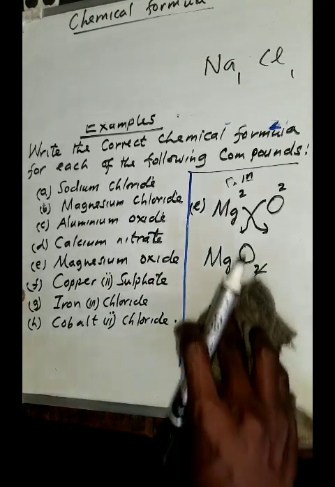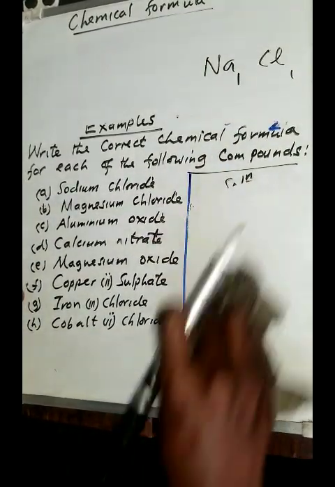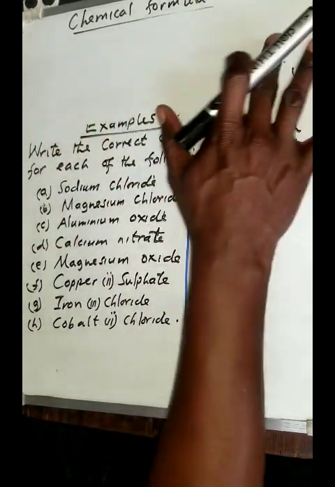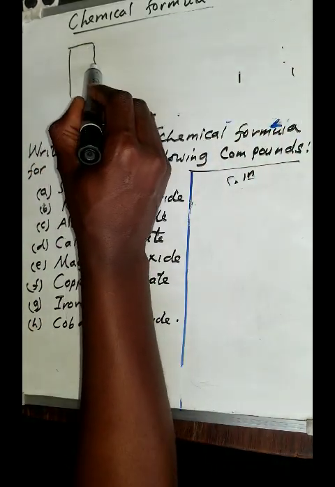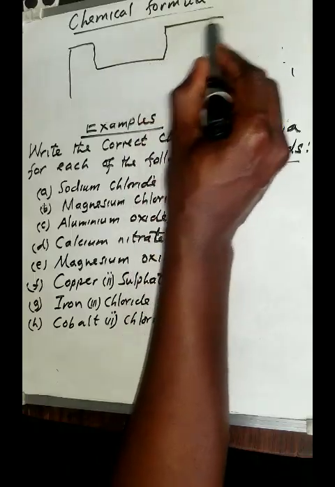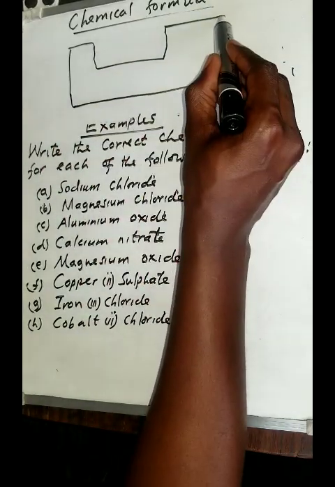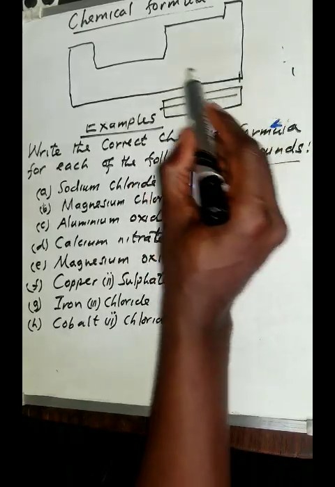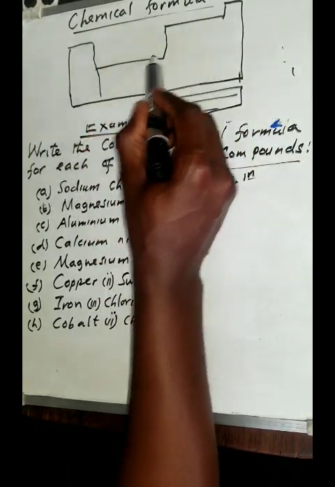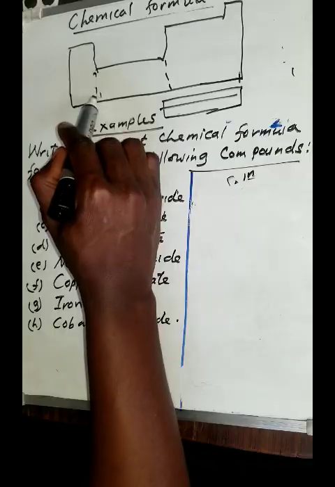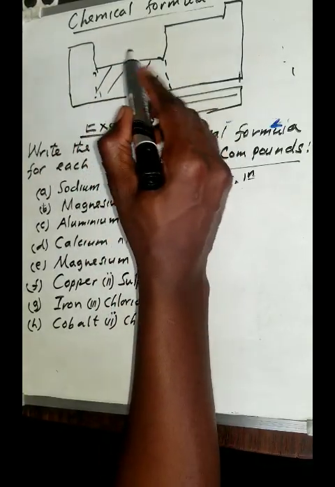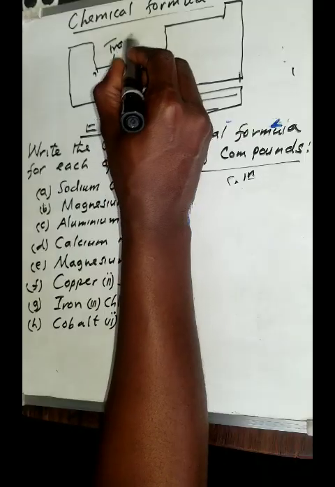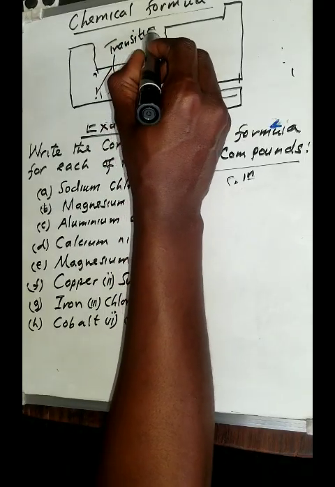All right, let's move on to F there so that you are able to see. Again, it says copper 2. Now on the periodic table, there are those elements in the depression. So you're going to find that there are some elements found in a depression here. These elements are simply called transition elements.